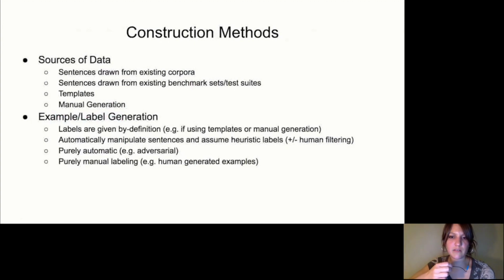It is the case that if you say generate a contradictory sentence, you can then assume the sentence that's generated is contradictory. But in other cases, we have other kinds of techniques. So sometimes if we're automatically manipulating naturally occurring sentences, then we have some heuristics to assign labels, and then we possibly vet this with human judgments. For adversarial examples, it could be a purely automatic way of doing it. We assume that the manipulation results in something that should have a different answer. Or sometimes it's purely manual.